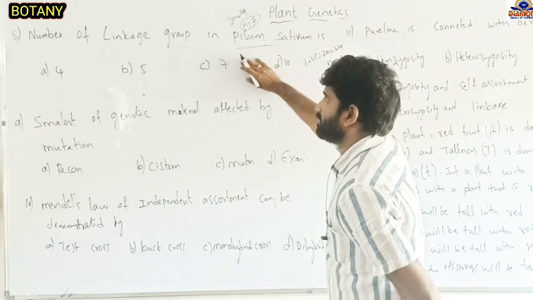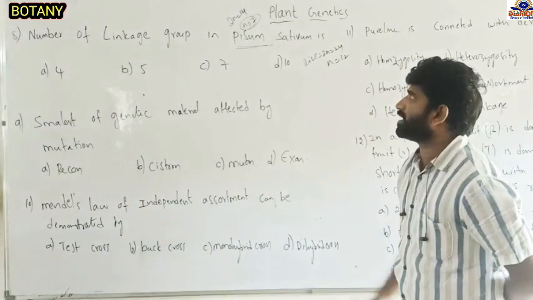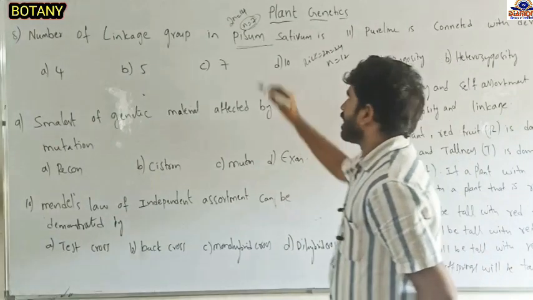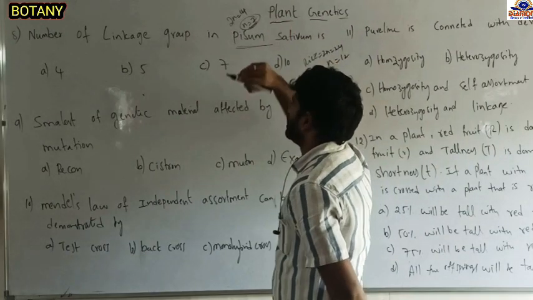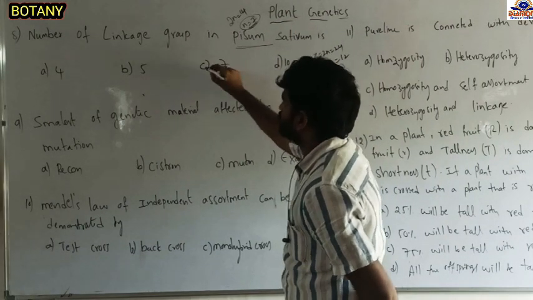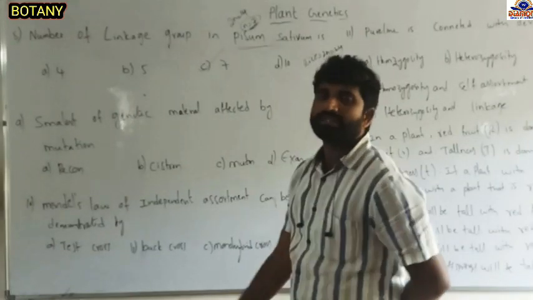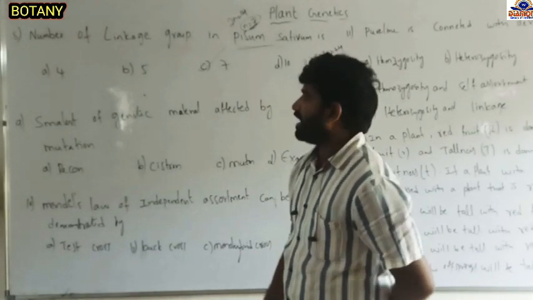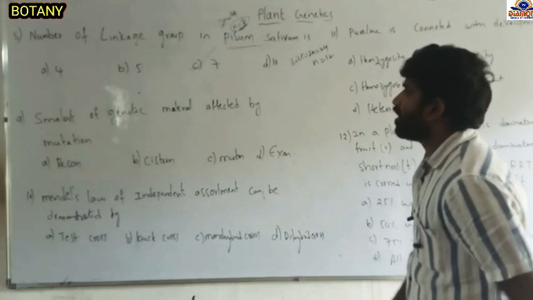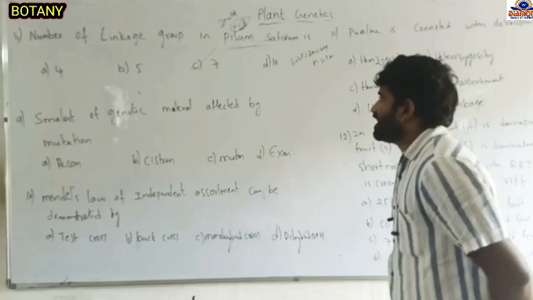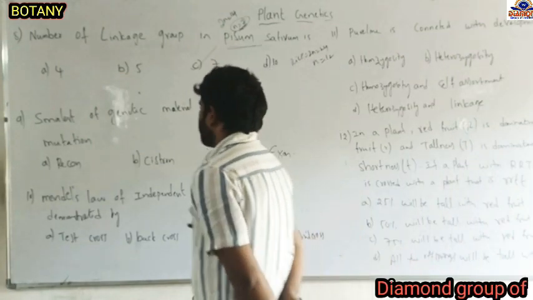See now, here the Pisum sativum question they are asking: the diploid chromosome number is 14, and the haploid or gamete chromosome number is 7. The number of linkage groups in Pisum sativum is 7. Next question: the smallest genetic material affected by mutation.